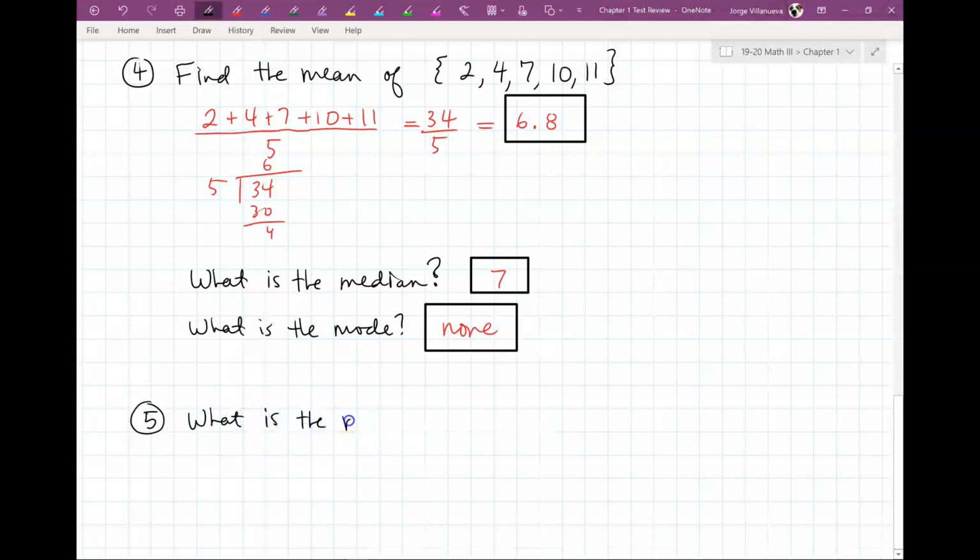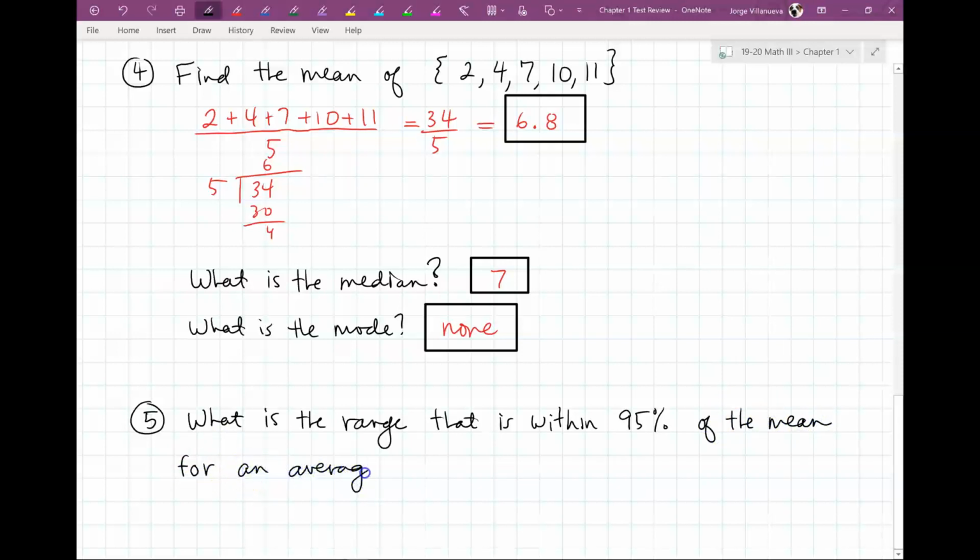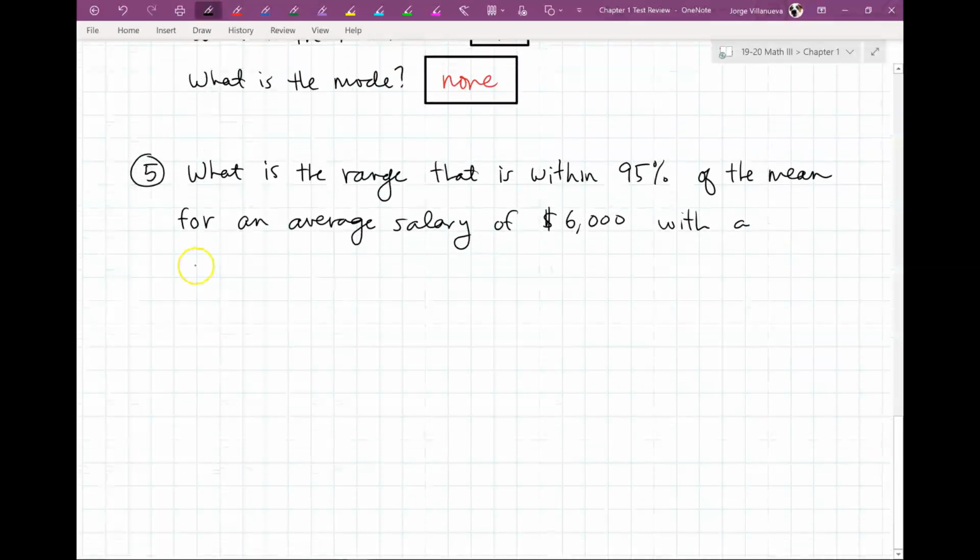what is the range that is within 95% of the mean for an average salary of $6,000 with a standard deviation of $2,000.